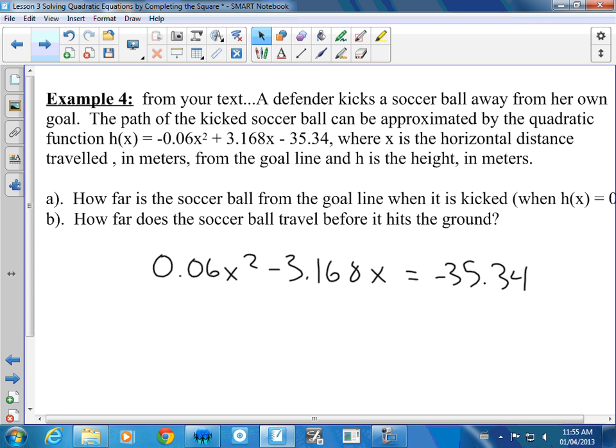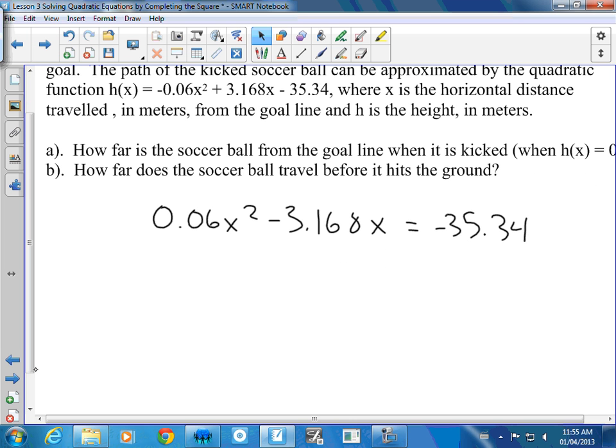Okay. Now the key to completing the square is we need x squared by itself, don't we? The problem is what's attached to it? 0.06. So how do we get rid of it? We have to take everything and divide it by 0.06. Oh boy, yucky. So we're going to take this whole thing and divide by 0.06.